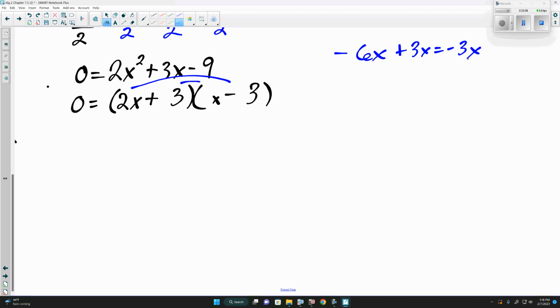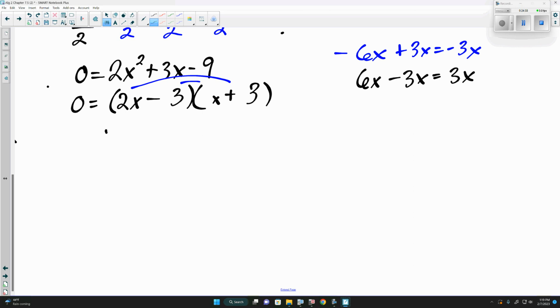Is that the number we wanted? No. Correct number, but wrong sign. So we just need to fix the sign, change it from negative to plus, and change the other one from plus to negative. So we just need to switch the signs to give us 2x minus 3 and x plus 3. And if we checked it again, 2x times 3 is going to be 6x. Negative 3 times x is negative 3x, which just gives us a middle term of positive 3x, which we did want.